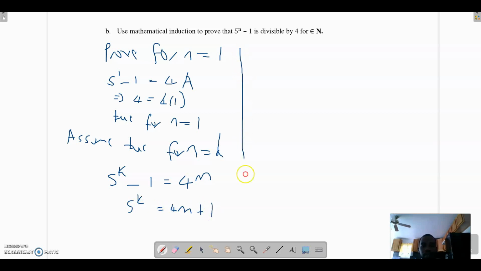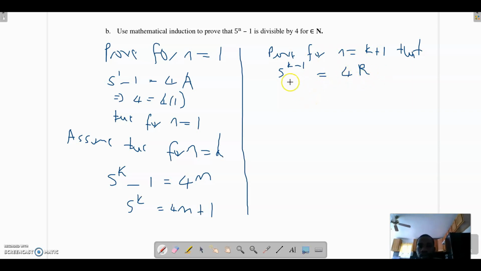Good. Once we have that, then the most important step is to prove for n equal k plus 1 that what we want to prove is that 5 to the k plus 1 minus 1 is equal to 4 times, let me call it 4 times r. Alright, we want to prove that it's going to be 4 times something.